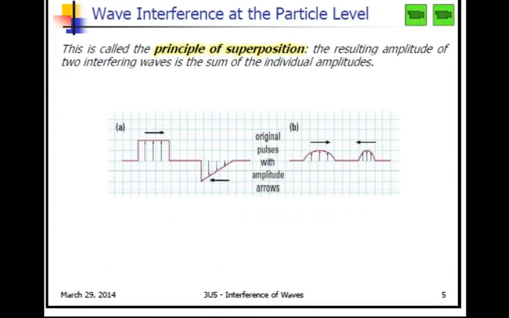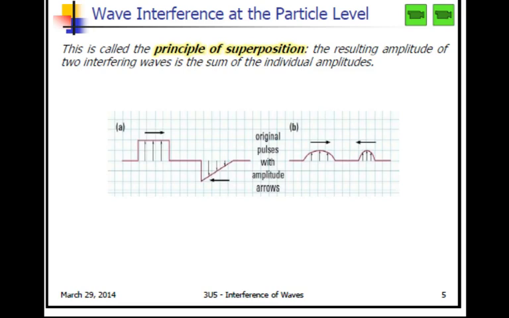What we see is a waveform in A and another waveform that are moving towards each other, and two waveforms in B that are moving towards each other. In A, we have a rectangular waveform that's above the rest position, and a triangular waveform that's below. And for B, we have two semicircular or elliptical waveforms that are both above the rest position.